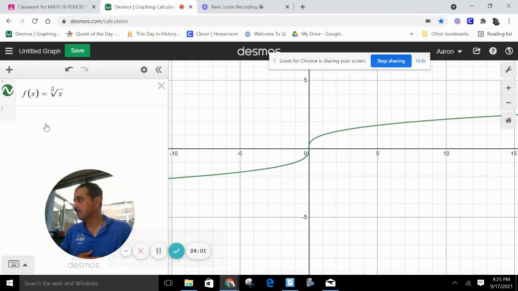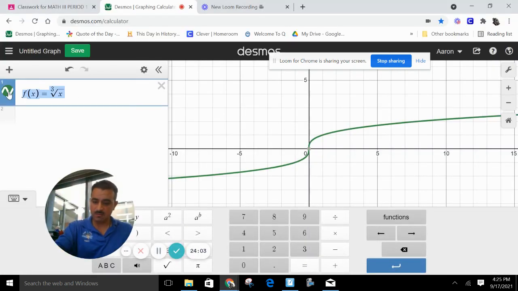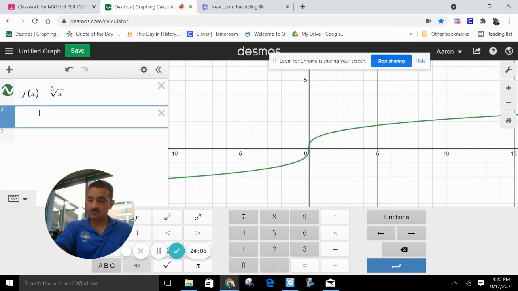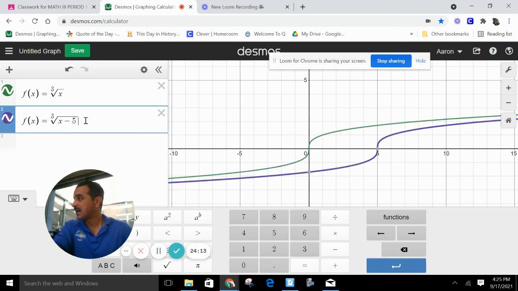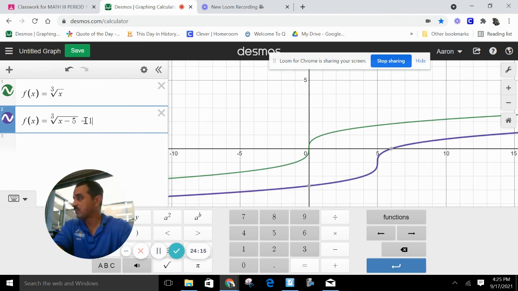-5, -1. So let me copy and paste this puppy. Copy, paste. So the child will be in purple. So inside the cube root was a -5. Outside was a -1. Look at that.